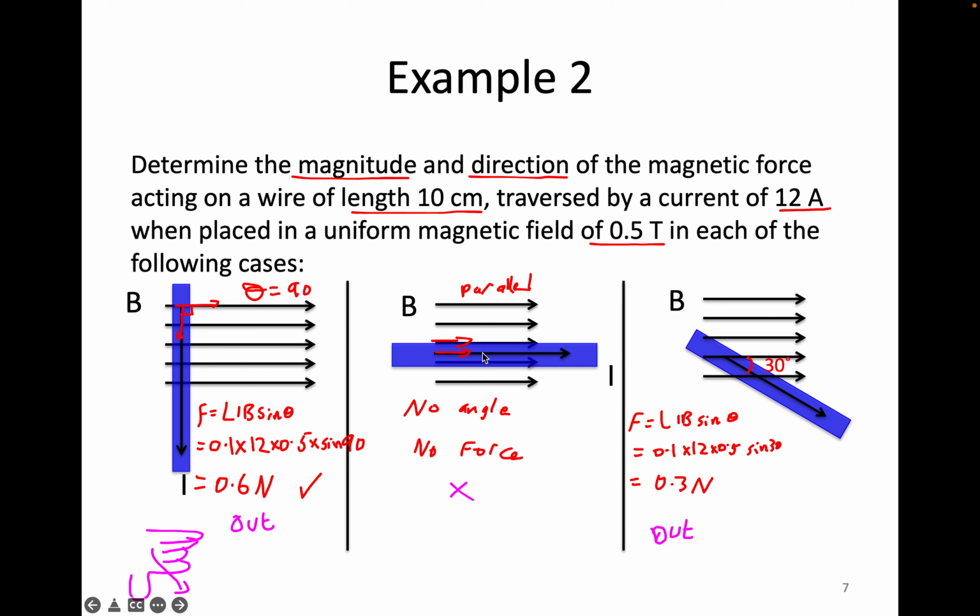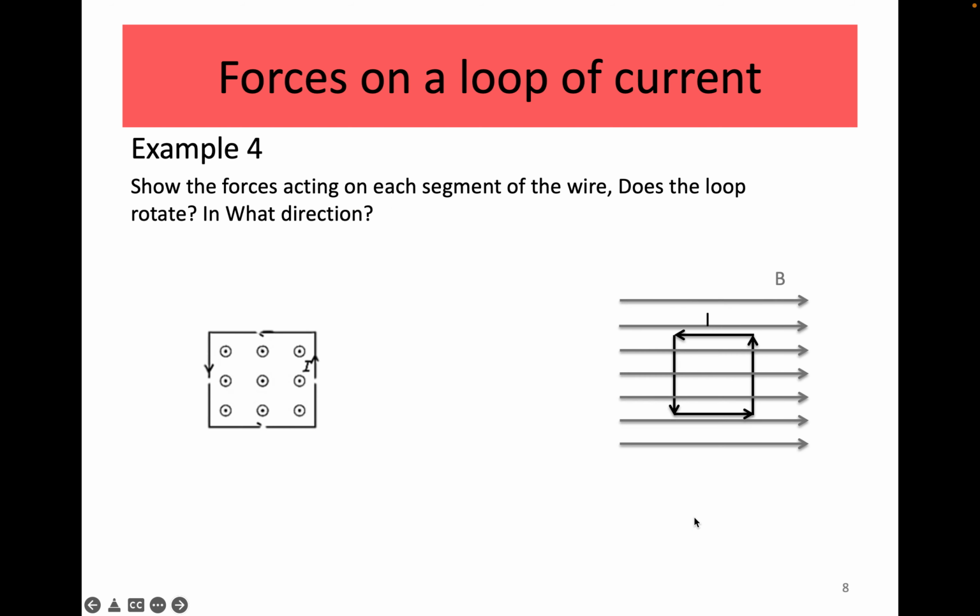If they're parallel, nothing. No angle, no force. And if you have an angle, same rule as before, but instead of sine 90, we will use sine 30, and you will realize that is half, 0.3, and the force is in the same direction, out.